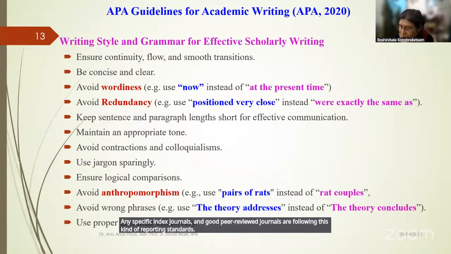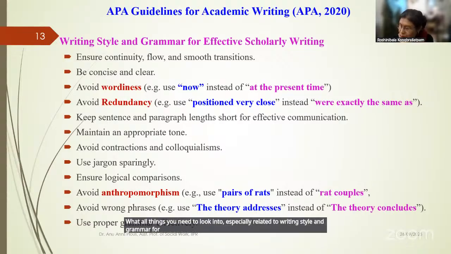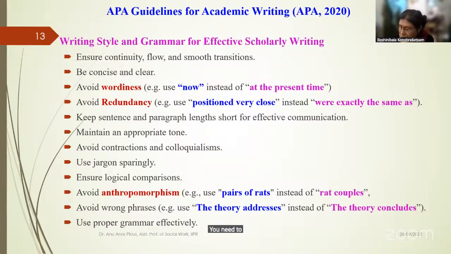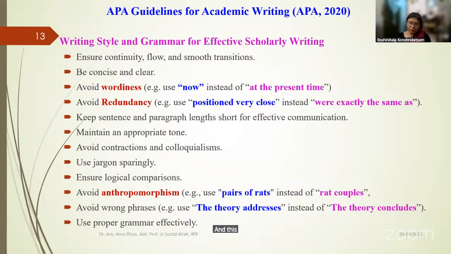Now moving to writing your content, what all things you need to look into, especially related to writing style and grammar for effective and scholarly writing. First of all, you need to have continuity in your data, continuity in your presentation and writing. There should be a flow from one paragraph to the next paragraph, one chapter to the next chapter, one section to the next section. And this flow should have a smooth transition also.